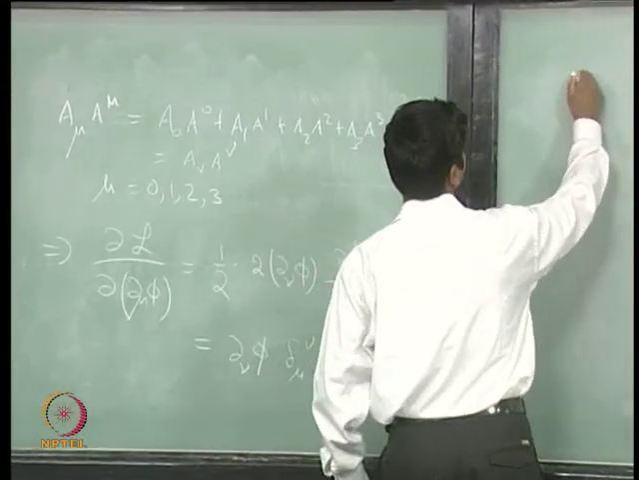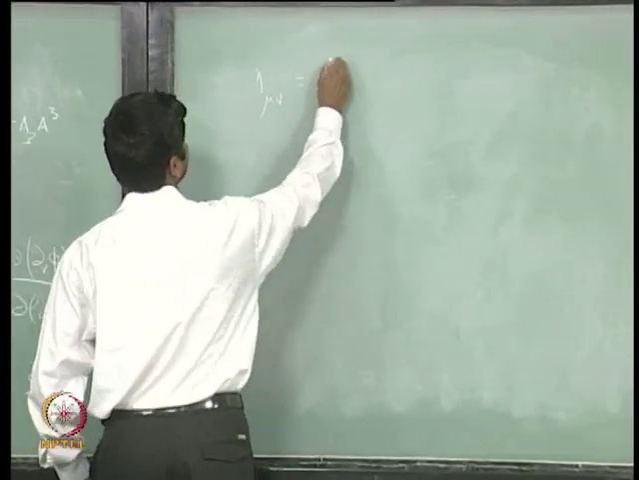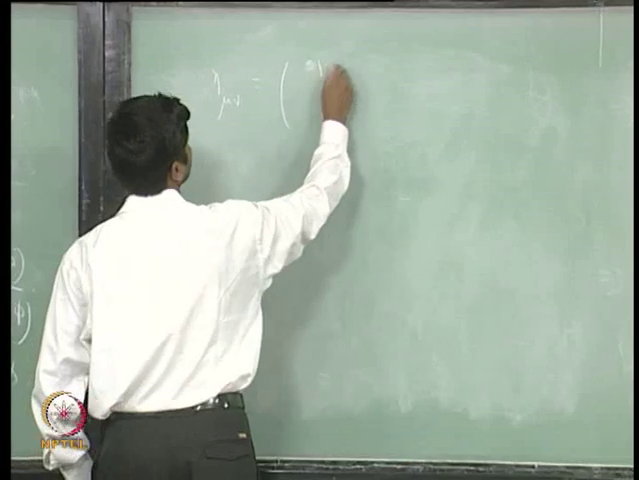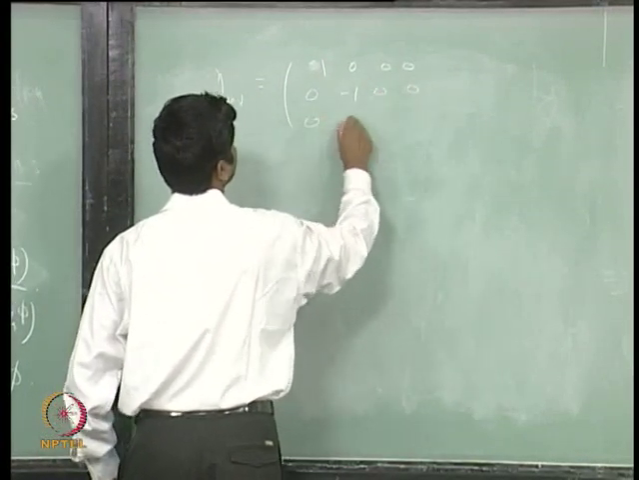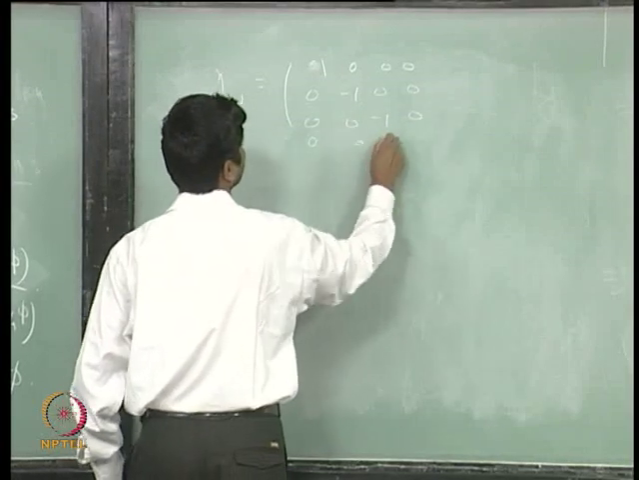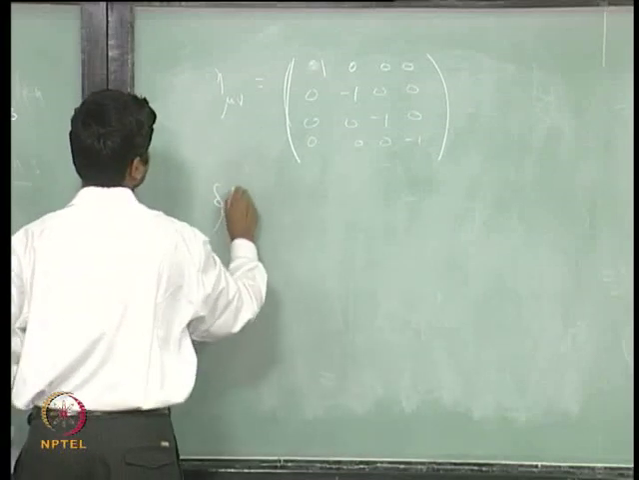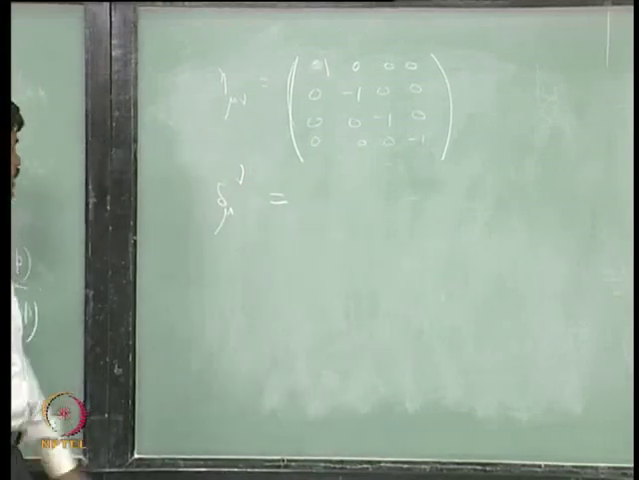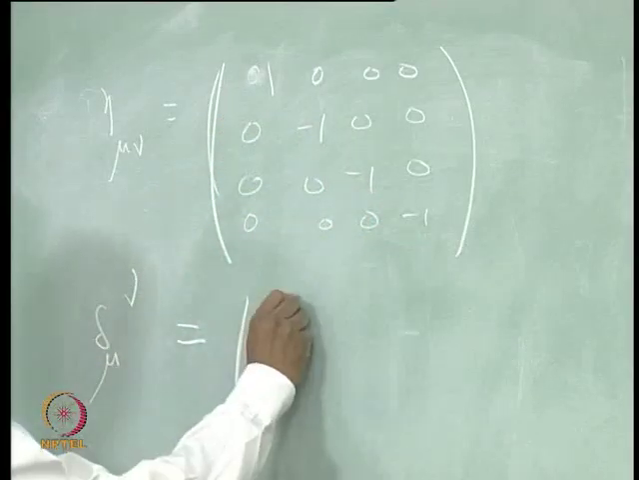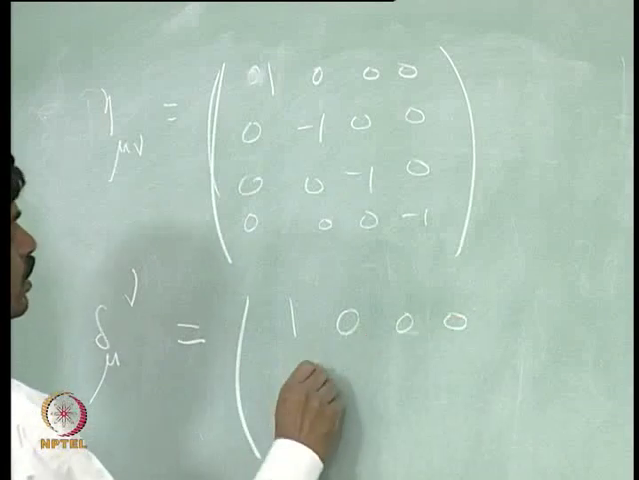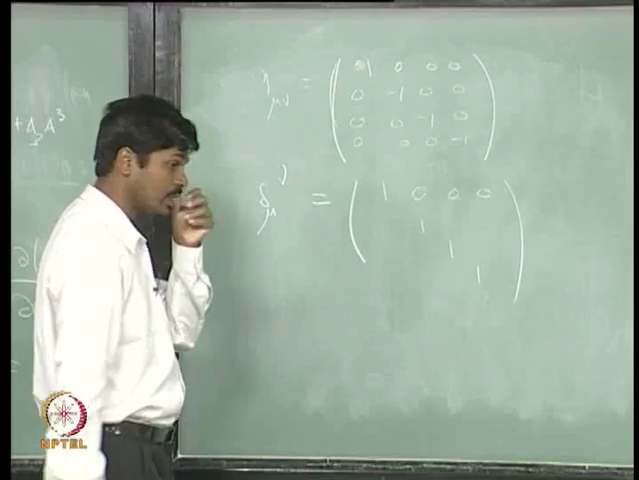So let me explain the symbols again. Eta mu nu is just equal to 1, 0, 0, 0, 0, -1, 0, 0, 0, 0, -1, 0, 0, 0, 0, -1. And now, delta mu nu is the identity matrix. Instead of 1, -1, this is just 1, 0, 0, 0, and so on. All diagonal elements are 1 and all off diagonal elements are 0.